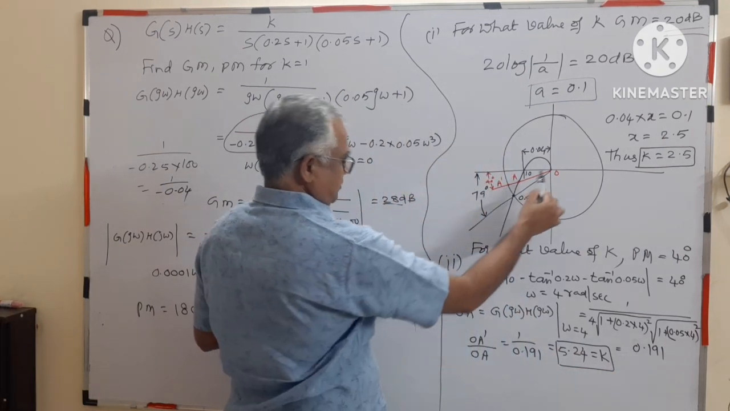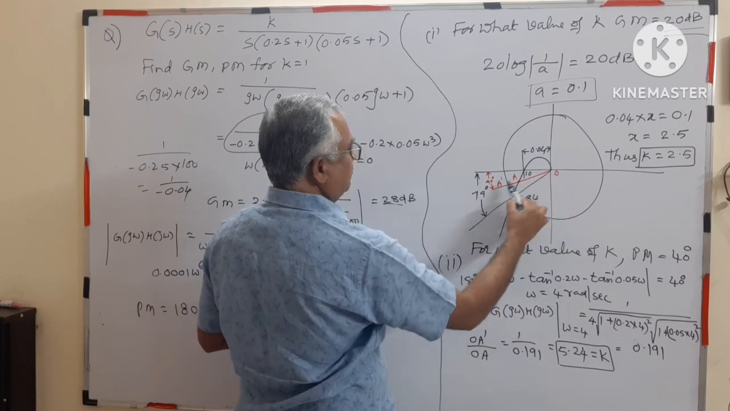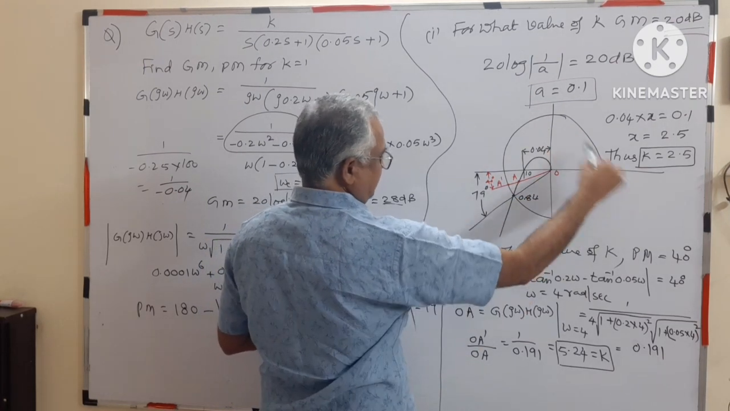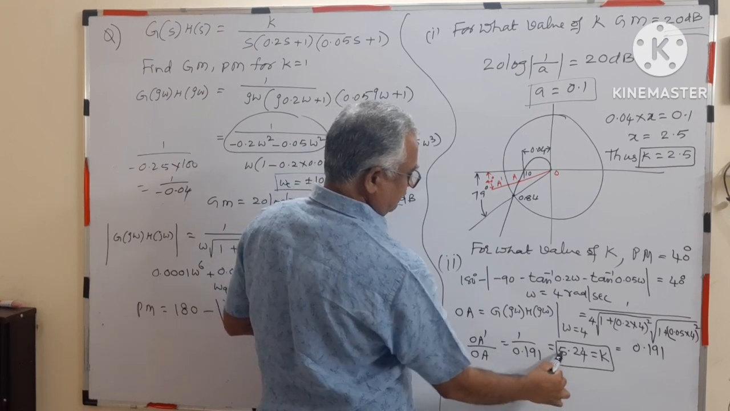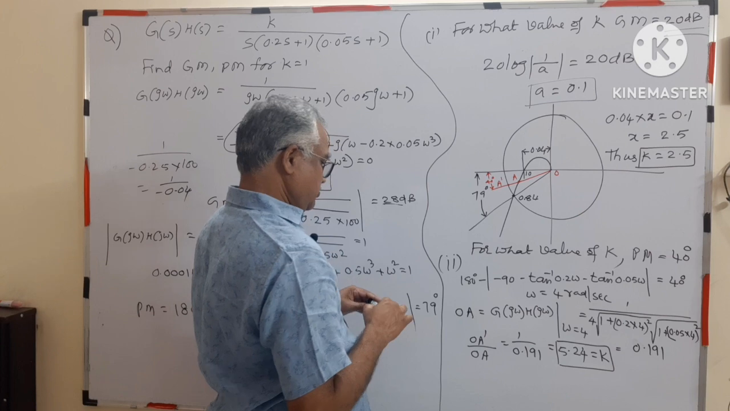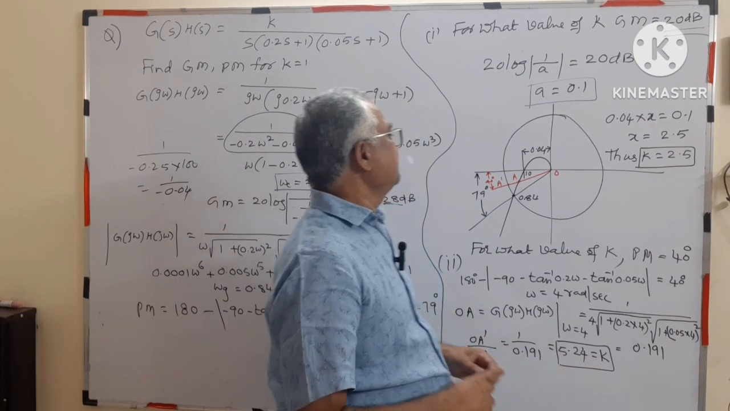0.191. Now OA prime by OA. OA prime is 1 because it's a unit circle. 1 divided by 0.191, so 5.24. So k should be increased to 5.24.